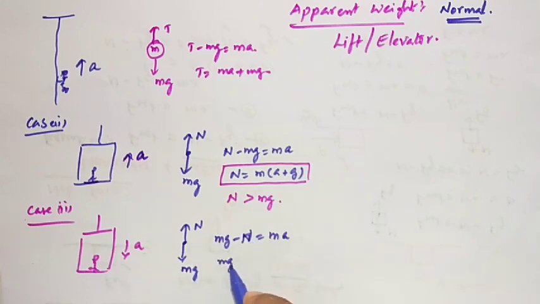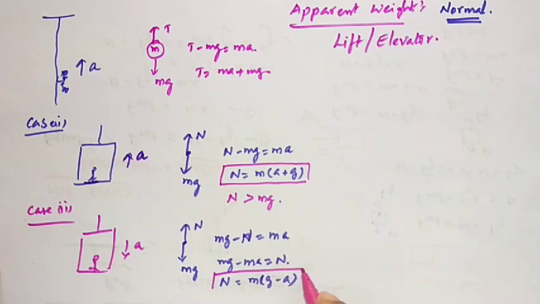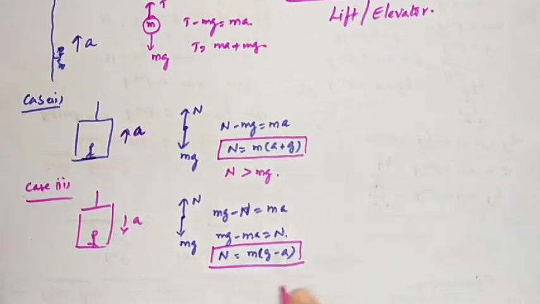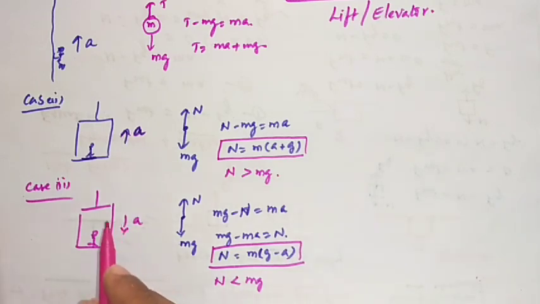Now mg minus ma is equal to N. Therefore N is equal to m(g minus a). This is the equation. Now tell me in this case apparent weight is greater or less? Very good. Apparent weight N is less than mg because it is mg minus something. So the apparent weight of the person decreases.